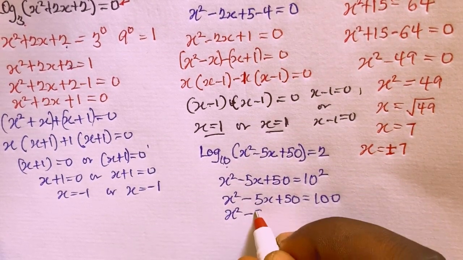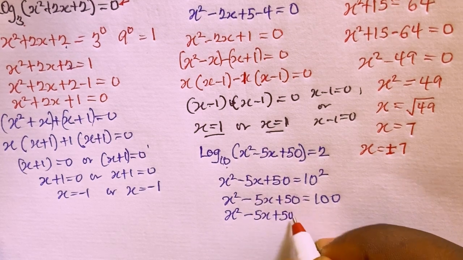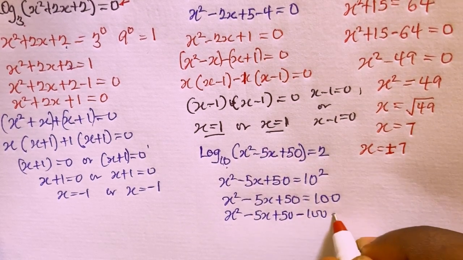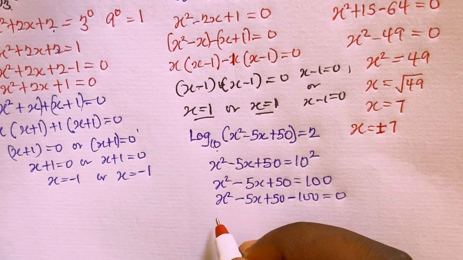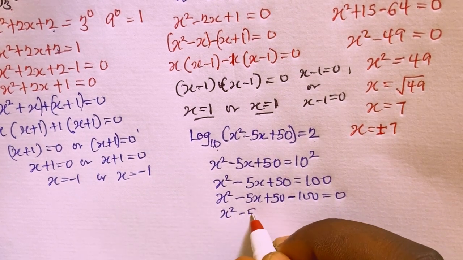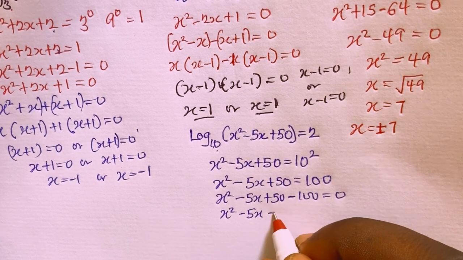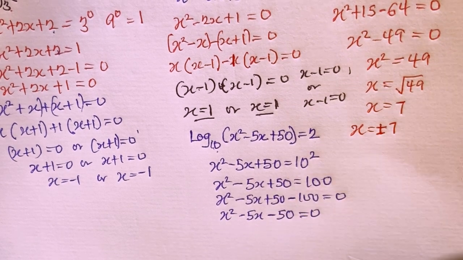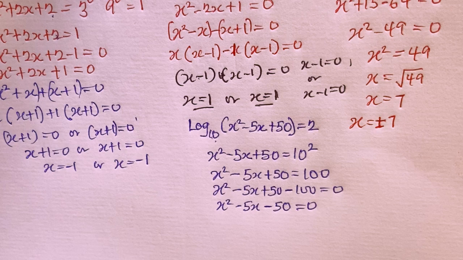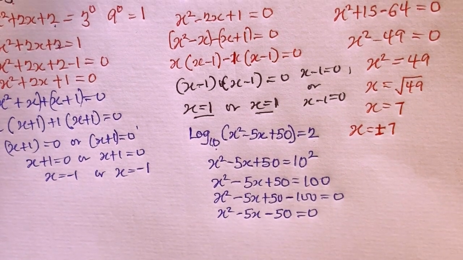Then bring this to the side, I'm going to have x squared minus 5x plus 50 minus 100. So here we are going to have x squared minus 5x minus 50 equals 0.